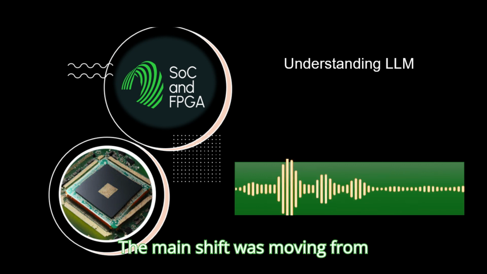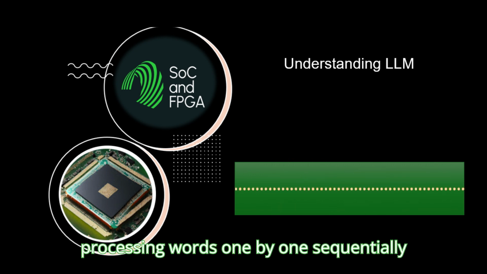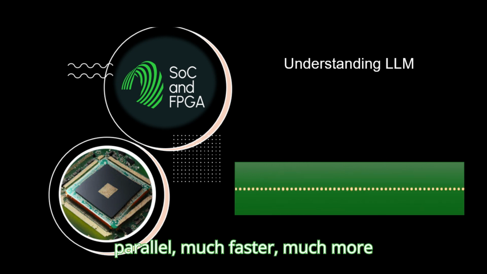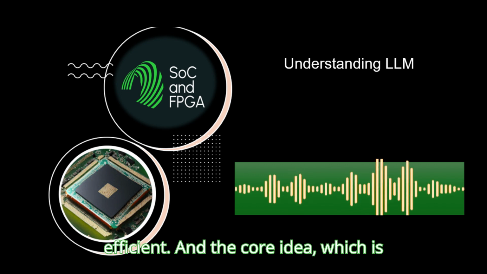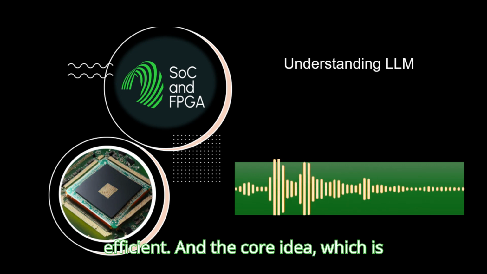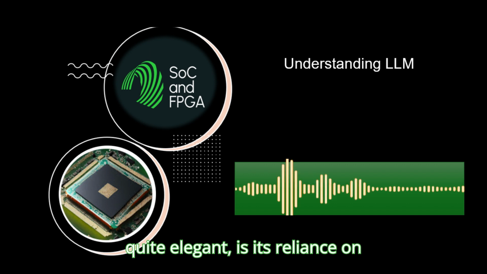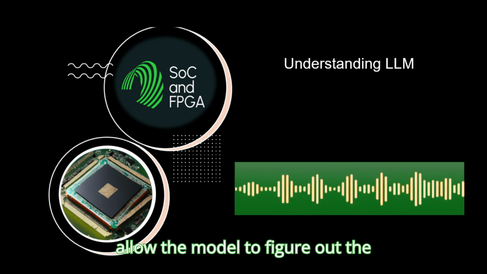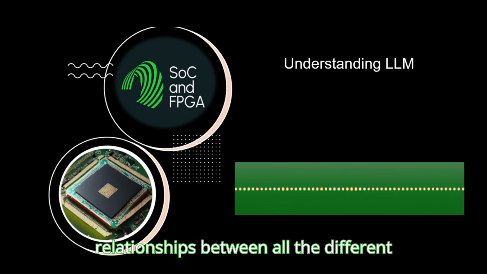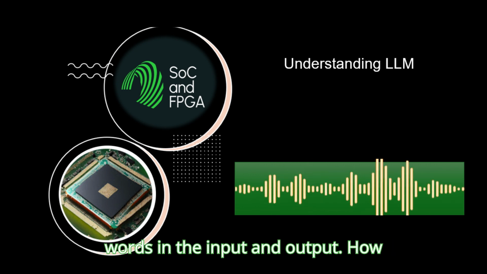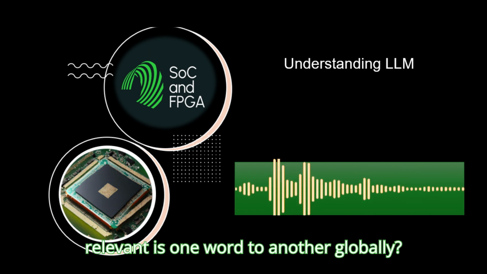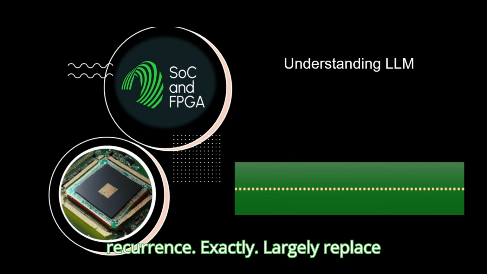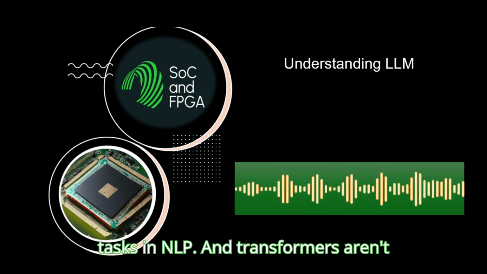Yeah. The main shift was moving from processing words one by one sequentially to processing whole sequences in parallel. Much faster, much more efficient. And the core idea, which is quite elegant, is its reliance on attention mechanisms. Attention mechanisms. Okay, what do they do? They allow the model to figure out the relationships between all the different words in the input and output. How relevant is one word to another globally? So it doesn't need older methods like recurrence. Exactly. It largely replaced recurrence and convolutions for sequence tasks in NLP.